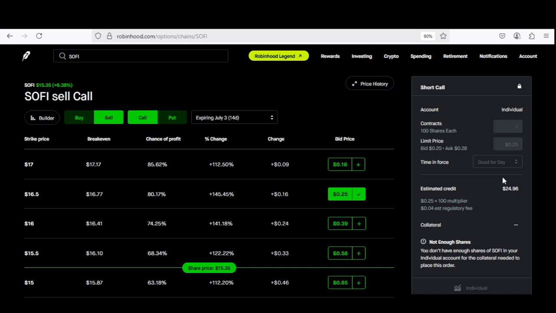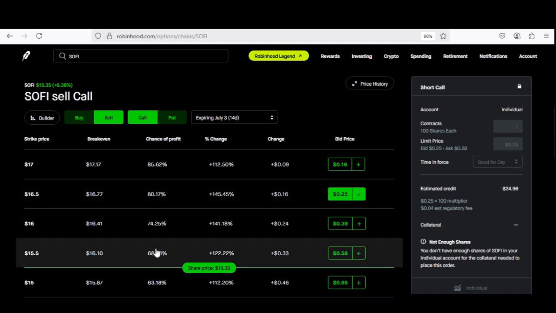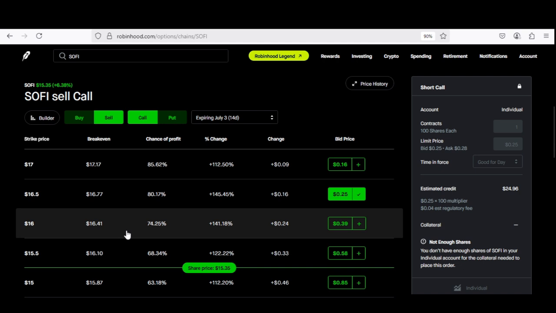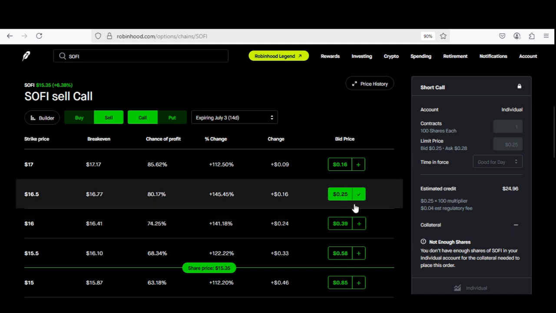Now, how does this trade go? Come expiration date, if this share price here is trading at any price below the 16.5 price here, then you get to keep your 100 shares that you use as collateral. And most importantly, you get to keep this $25 here. That $25 is what's going to help you grow your small account portfolio.